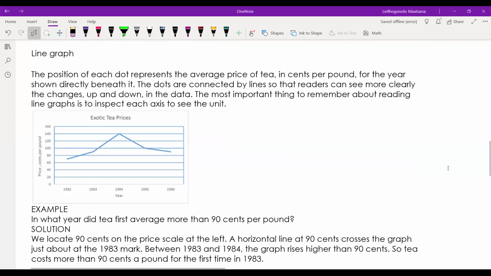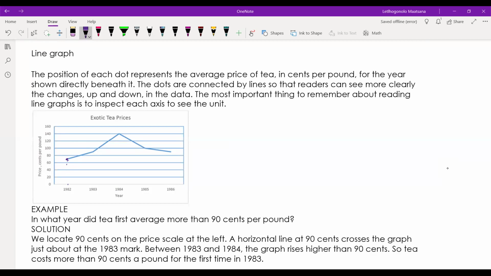Next one we have is a line graph. The position of each dot in our line graph shows the average price of tea in the different years. So here we can clearly see in 1982, the price was somewhere between 60 and 80, being at 70.